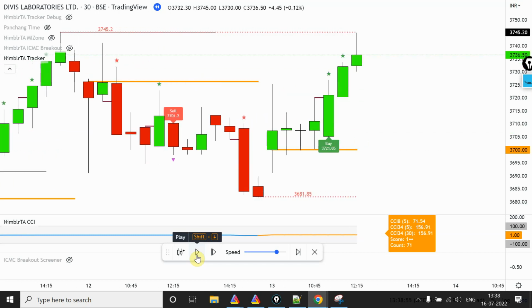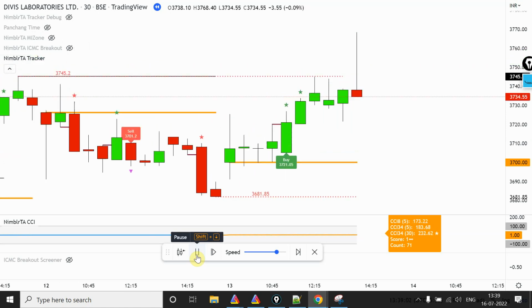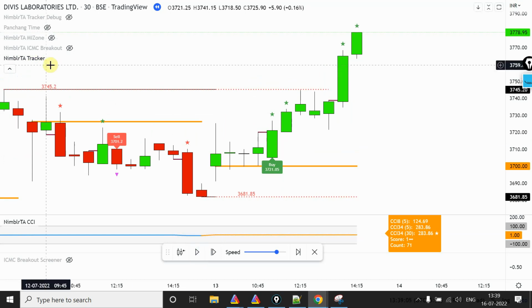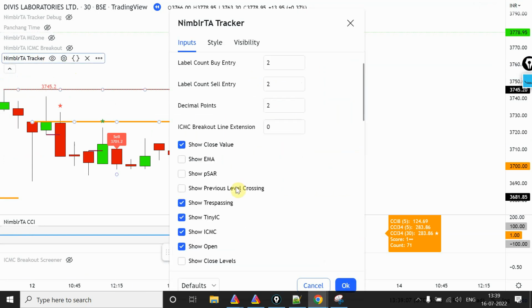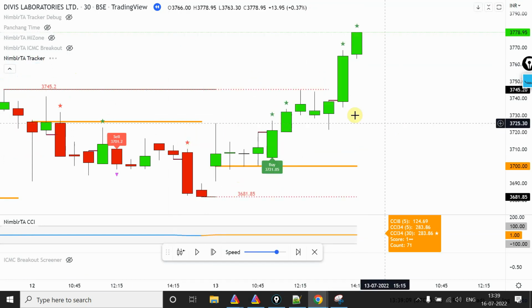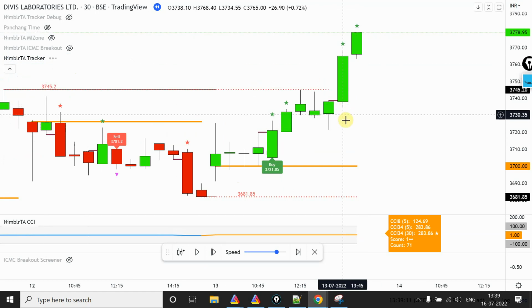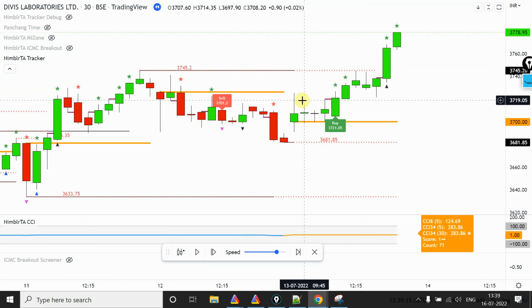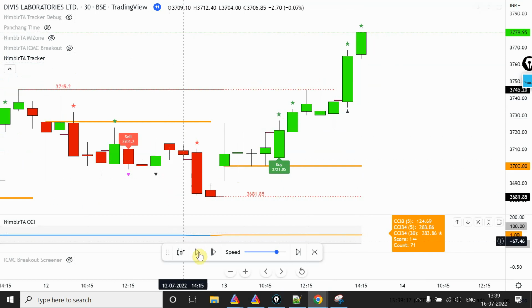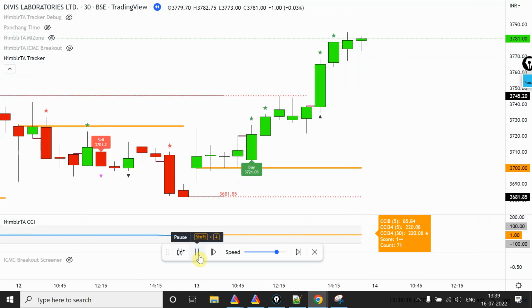So you got one buy over here, right? And this is on 30 minutes. You're getting a buy based on ICMC based on 3721, right? It's moving up. If you see this, we have not enabled this particular previous level crossing. Otherwise, if you have enabled it, you will have a star here as well. Sorry, the triangle here that it has crossed this level, right? That is the main indication for it. So you got one entry over here.